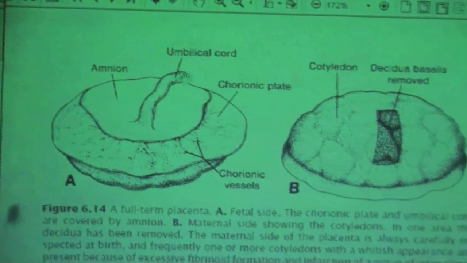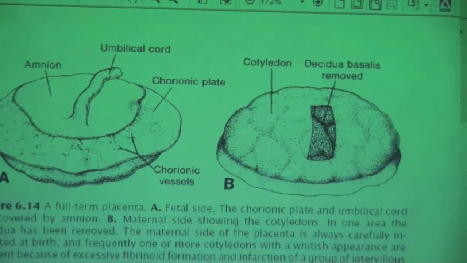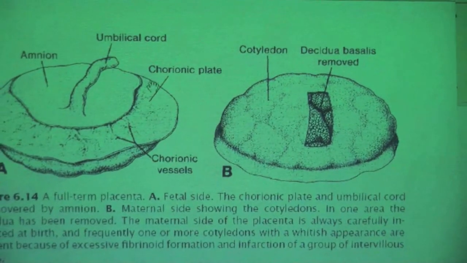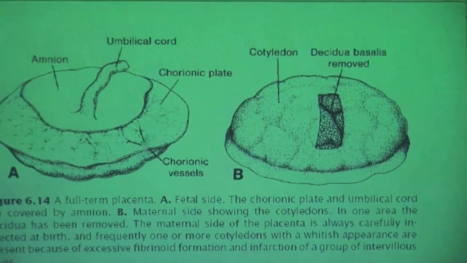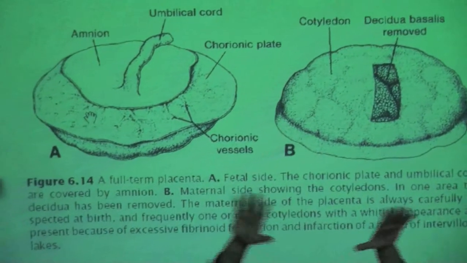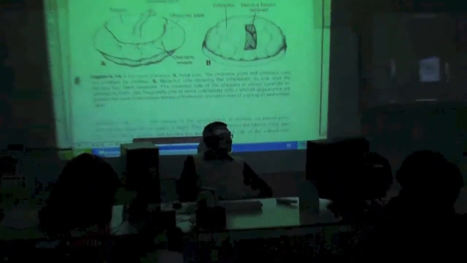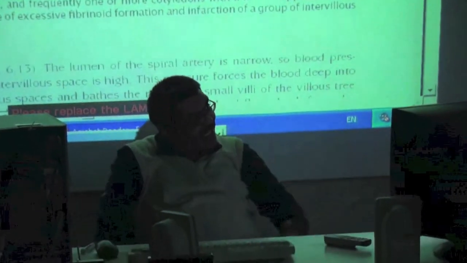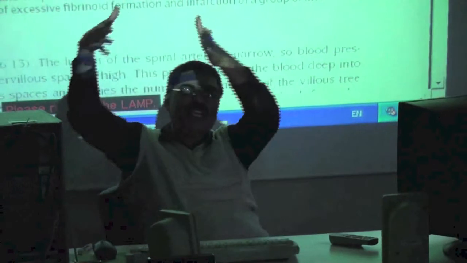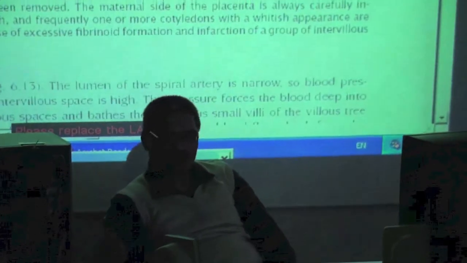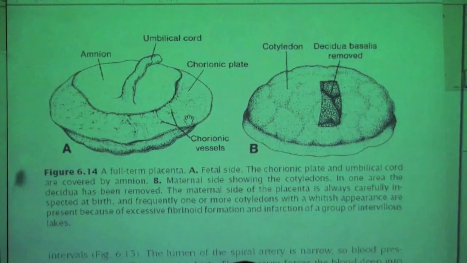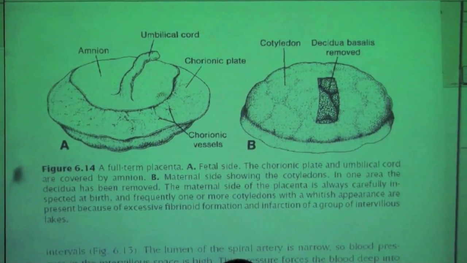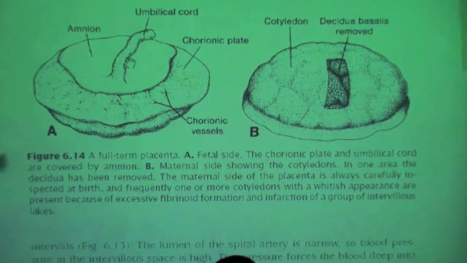you can see that this is the umbilical cord, this is the amniotic membrane, and just below the amniotic membrane is the chorionic membrane, because the lower part is the chorionic cavity, and when folding takes place, the amniotic cavity comes inside the chorionic cavity. So inside is the amniotic membrane, outside the chorionic membrane. So you can see the chorionic membrane, the amniotic membrane, and then the umbilical cord.